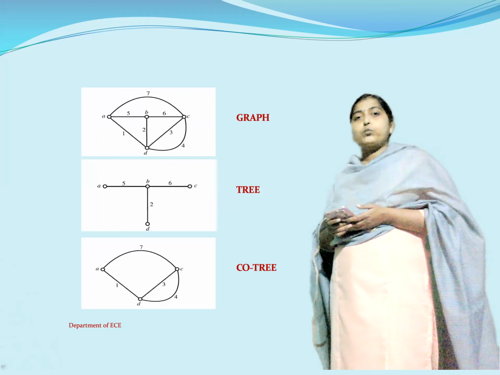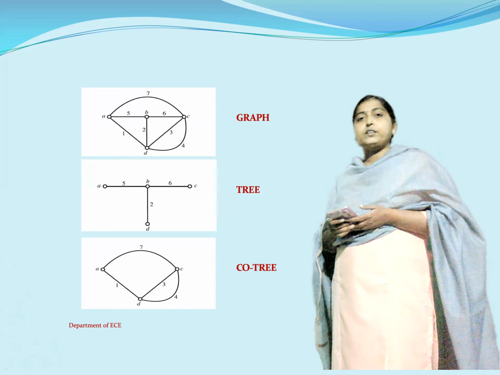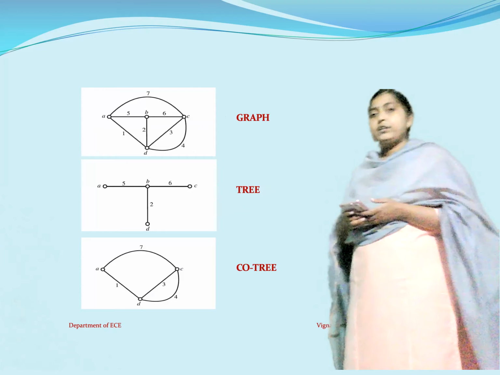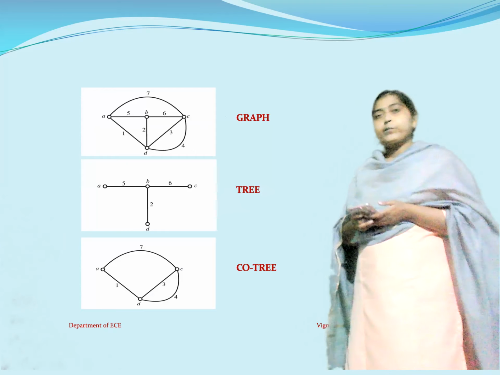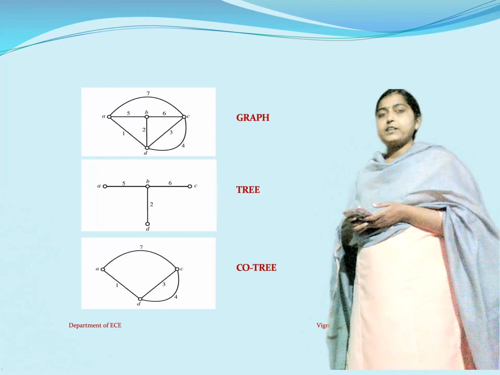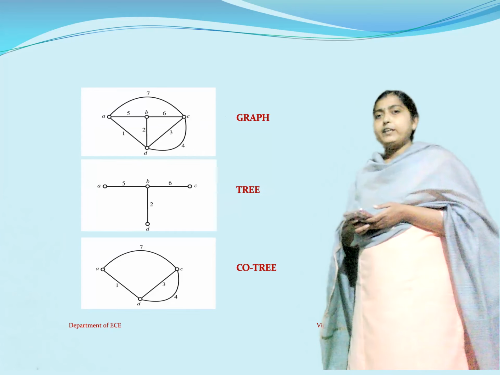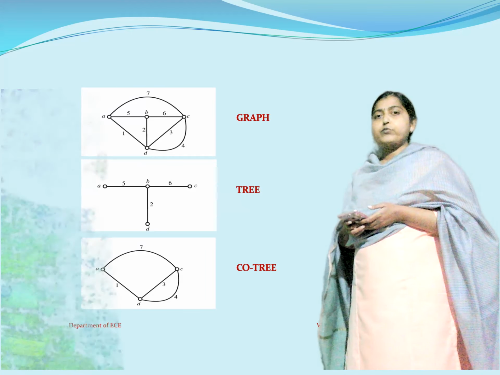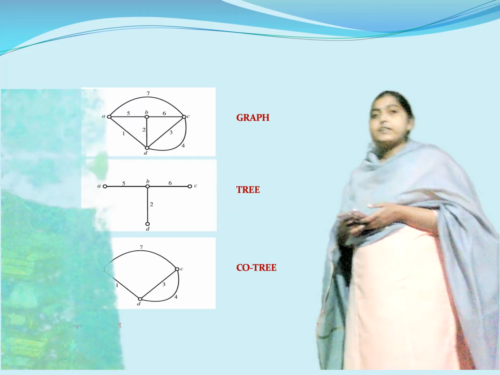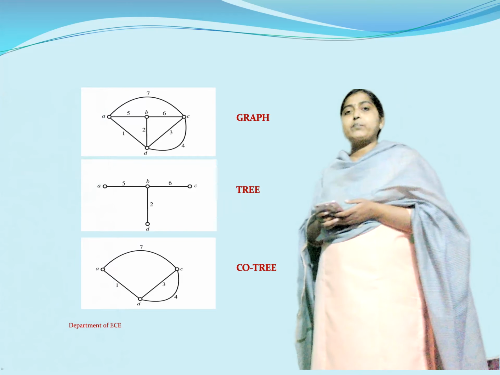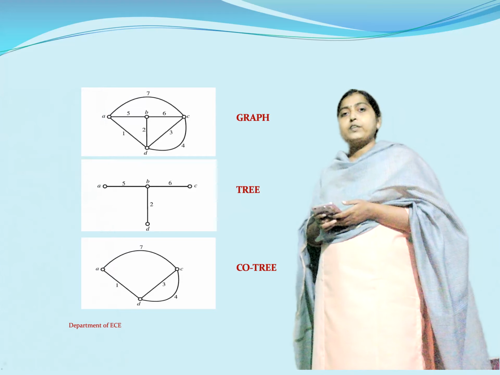Then 1, 2, 3, 4, 5, 6, 7. 7 branches are there. So you have B as 7, capital N as 4. So how many links will be there? So L is equal to B minus N plus 1. So B is nothing but branches. We have 1, 2, 3, 4, 5, 6, 7. 7 branches minus 4 nodes. That is 7 minus 4 plus 1. So 7 minus 4 is 3.